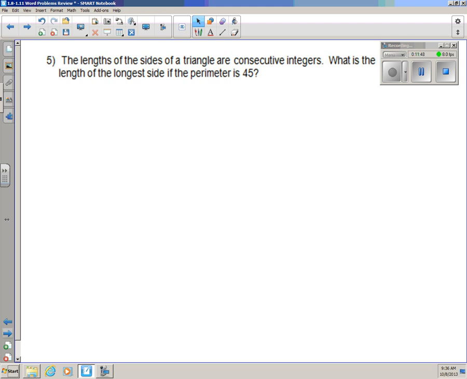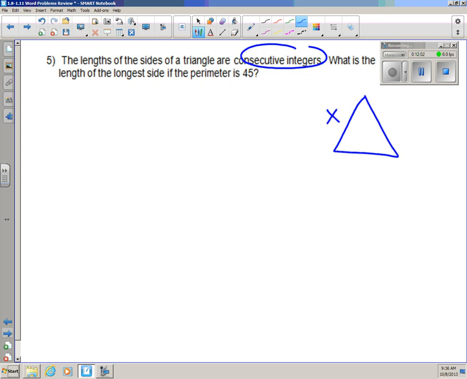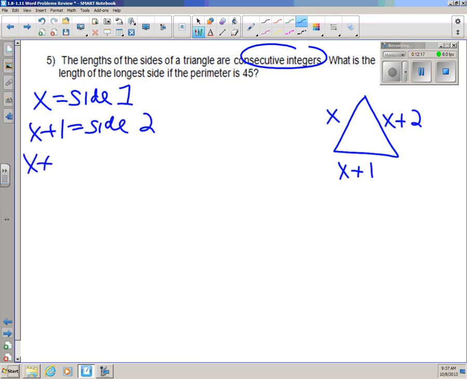The lengths of the sides of a triangle are consecutive integers. What's the length of the longest side? Well, there's 3 sides to a triangle, and they're consecutive integers. So let's see. I'm going to call one side x, one side x plus 1, and the third side x plus 2. Those are consecutive integers. I'm going to come over here and just say x equals side 1, side 2, side 3. There are your consecutive integers.